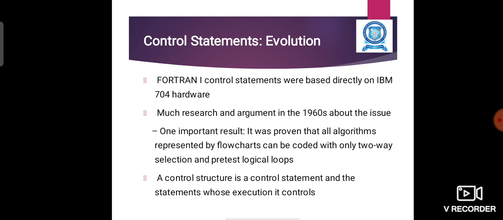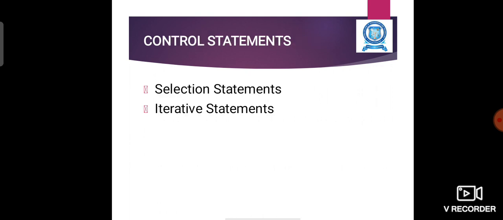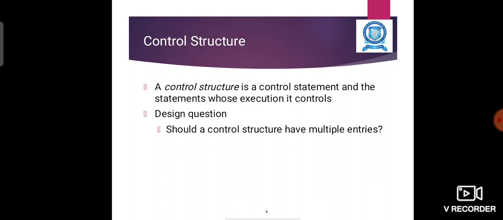In Fortran 1, control statements were based directly on IBM 704 hardware. In different languages, control structures were developed based upon their programming structures. A control structure is a control statement and the statements whose execution it controls. There are two control structures based upon the conditions and the evaluation of the result of the condition: the selection statements and iterative statements.